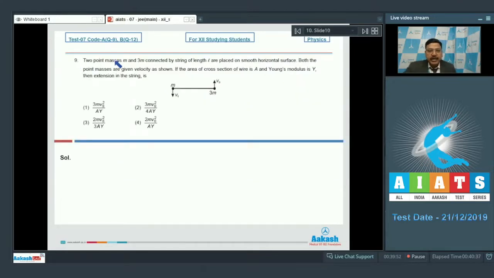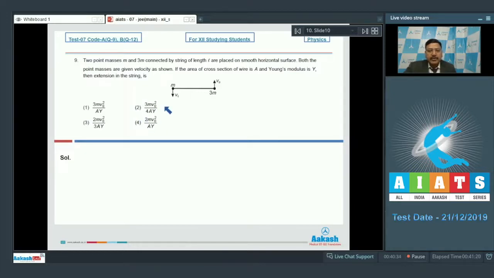Question 9 says, 2 point masses m and 3m connected by a string of length L are placed on a smooth horizontal surface. Both the point masses are given velocity as shown. The velocities are v0 in this direction on 3m and v0 in this direction for m. If the area of cross section of the wire is A and Young's modulus is Y, then the extension in the string is. Well, clearly the question is having multiple concepts.